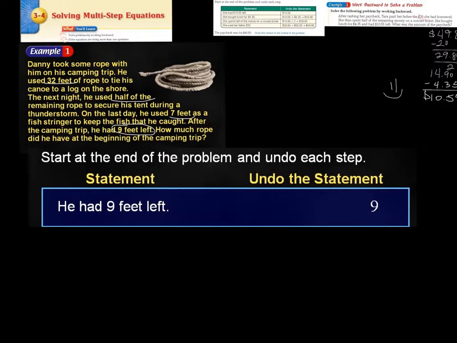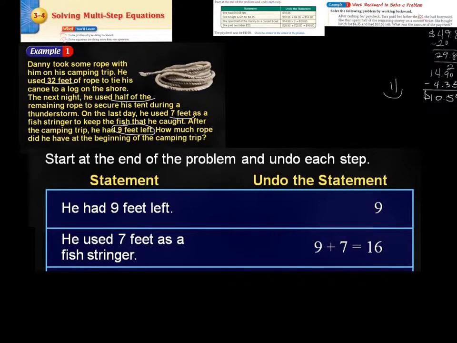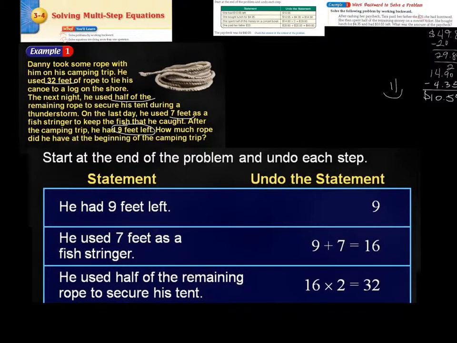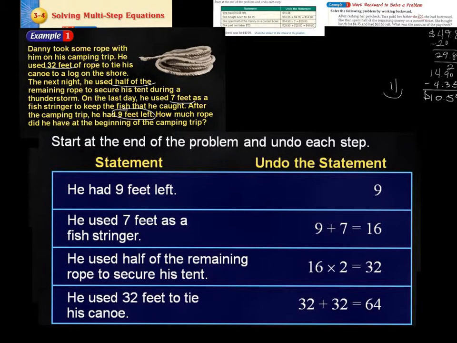Okay, so now that we've got that out of our system, we do know, in fact, that rope could be used more than once. Danny didn't know that, so we're going to start off with the fact he had 9 feet of rope left. So when he used up 7 feet, we would have to undo using up 7 by adding 9 plus 7 to get 16. And he used up half the remaining rope to secure his tent, so to undo using up half, we would double it. So 16 times 2 is 32. And then he used 32 feet to tie his canoe, so 32 plus 32, he started off with 64 feet of rope, not realizing that the same rope could be used for more than one purpose.